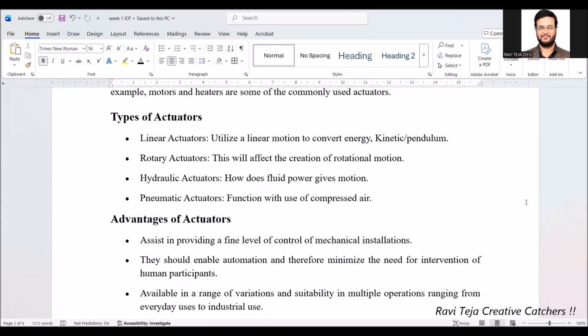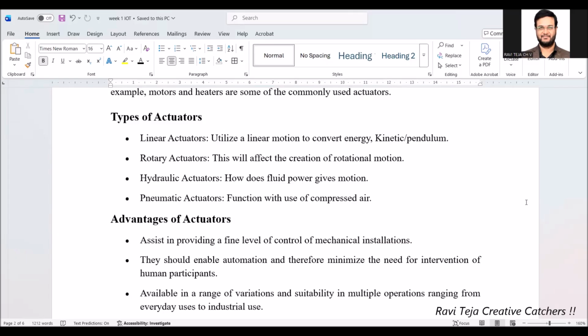Suppose you take the example of linear actuators, they utilize a linear motion to convert the energy into a form of kinetic or pendulum energy. The rotary actuators will affect the creation of a rotational motion. The hydraulic actuator uses fluid power and gives the motion. Pneumatic actuators function with the use of compressed air.